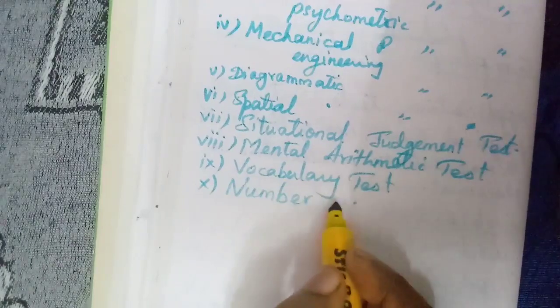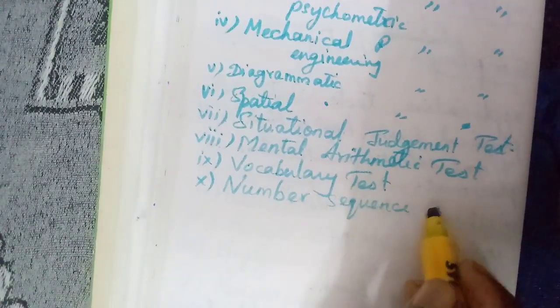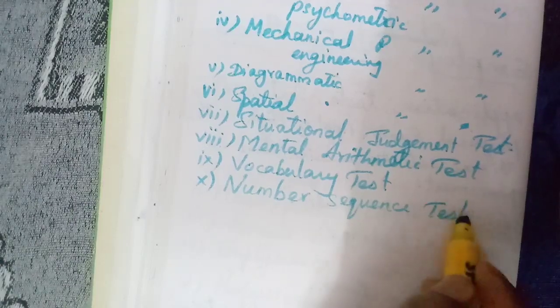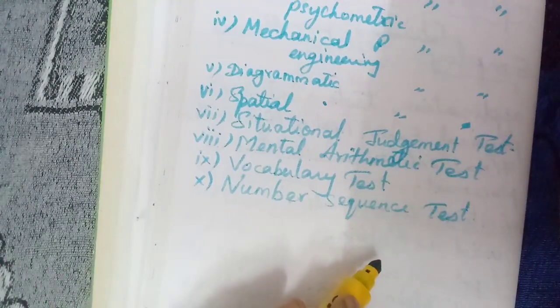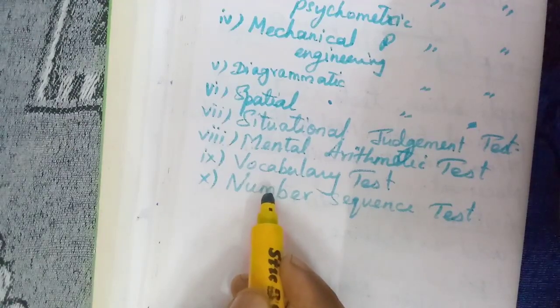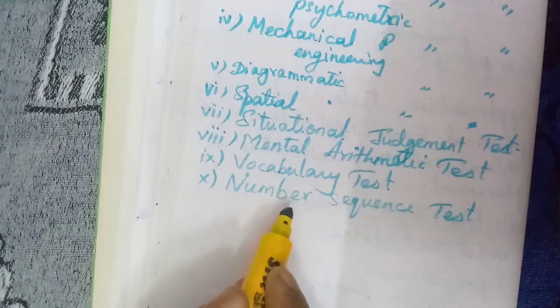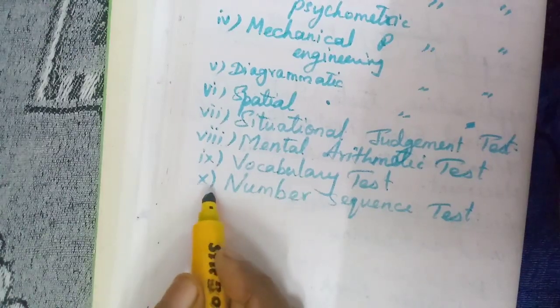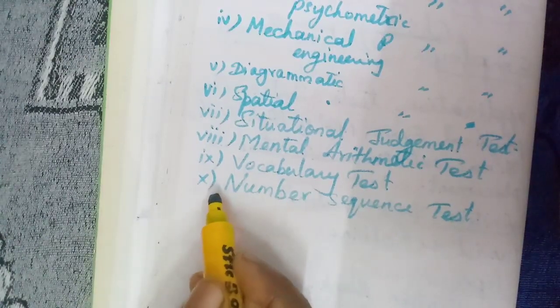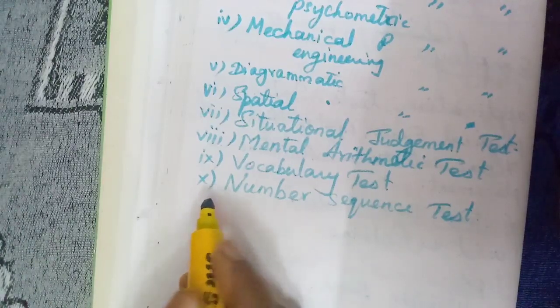Number sequence. There will be a sequence in numerical form. The candidates will be asked to fill in a number in between using the logic in the numbers. One pattern will be given, and they have to fill in the missing number. So around 10 aptitude tests are available to test the aptitude of the candidates.